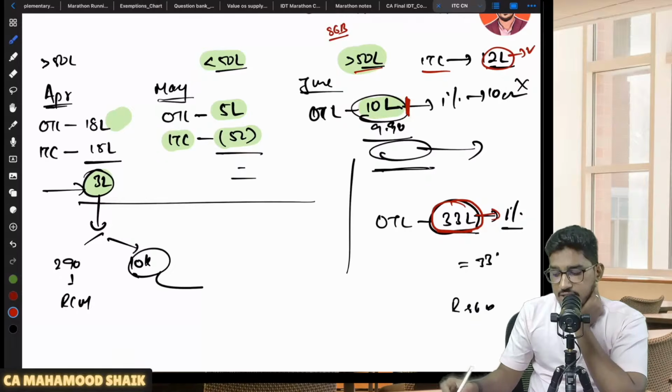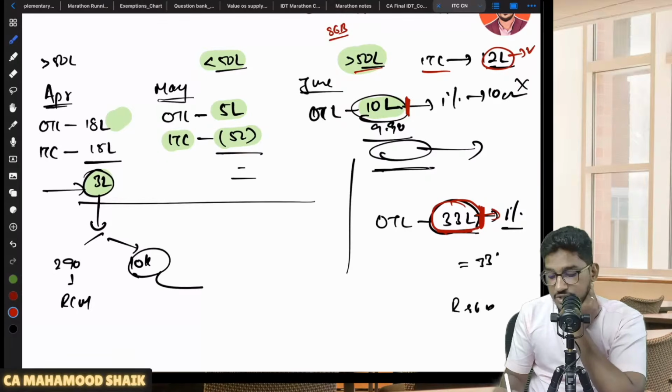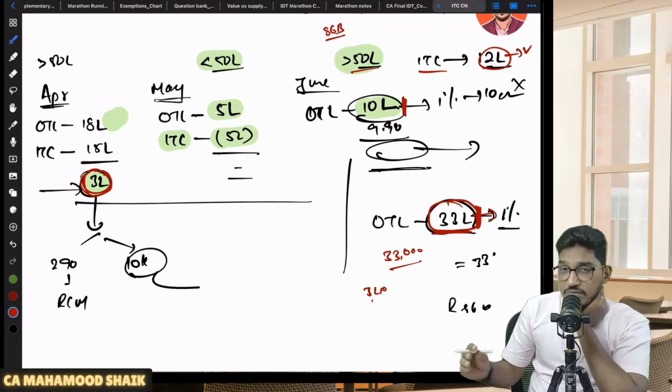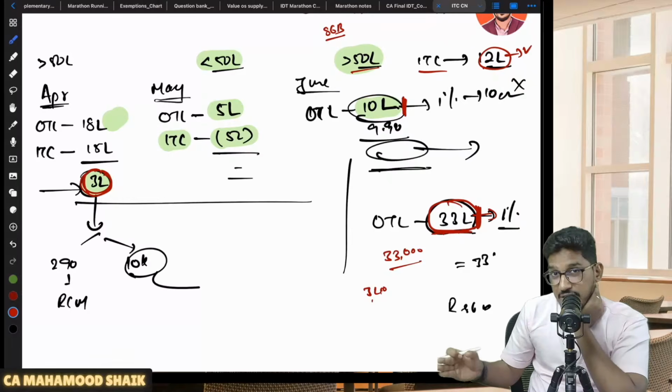But one more relaxation they are giving. Determine the tax liability till date: 18 plus 5 plus 10, 33. Till date, from the beginning of the financial year, how much have you paid in cash? I have already paid 3 lakh rupees in cash. So what is 1% of the total output tax liability? It will come to 33,000. But till date, you have already discharged 3 lakh rupees, which is more than 1% of the tax liability till date.